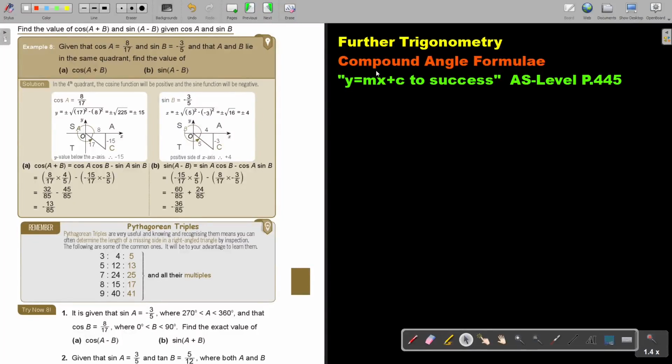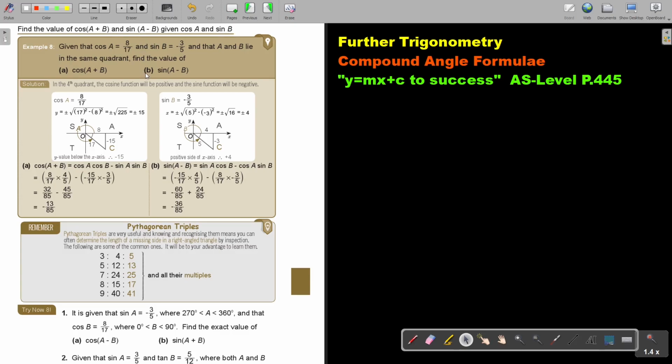In this video, we will continue with compound angle formula. You will find this on page 445 in the Namibian AS-Level Mathematics textbook, y equals mx+c to success. Find the value of cos(a + b) and sin(a − b) given cos a and sin b.